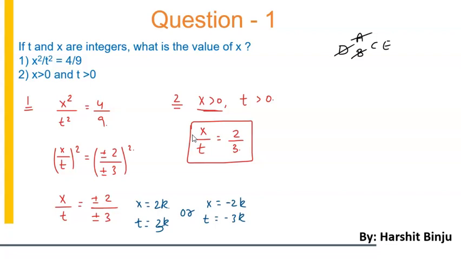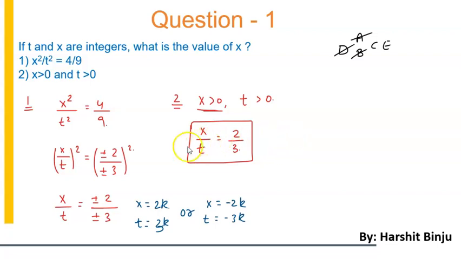Now here is a catch. When you say x by t is 2 by 3, most of the students would say, okay, the answer is C, x is 2, t is 3. But this is again incorrect. You're missing out on the point that when you say x by t is equal to 2 by 3, the ratio is given to you. If x is 2, then t is 3. But what if x is 20, then t is 30? What if t is 15? In that case, x will be 10.